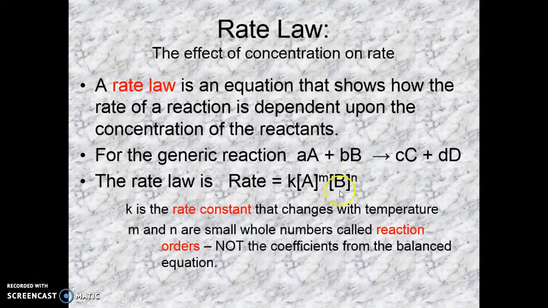You've got the concentrations of all the reactants multiplied by each other, but this is something that's very different. They are raised to some number, not necessarily the number of their coefficient. So note this is m and n. This is not little a and little b. So these m and n are whole numbers that are referred to as reaction orders. Again, they are not coefficients. They are reaction orders. So that's what we're going to take a look at next. How do we figure out these reaction orders?